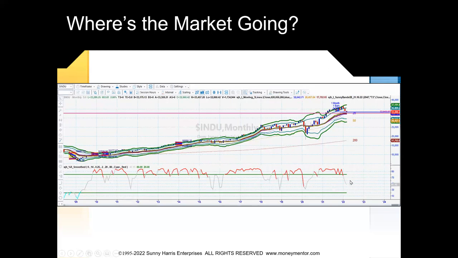This is the Dow on a monthly chart. You can see that 10% down is not so bad when you look at it with a long-term view. So we've capitulated at the top, we're going down, but it just might bounce off of that and continue on up.